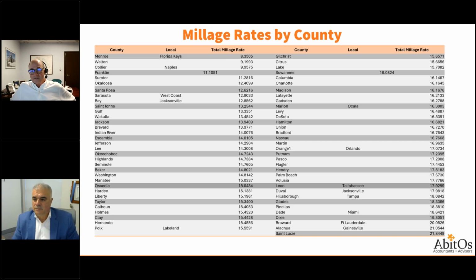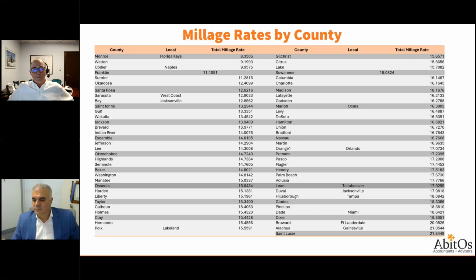Marion County is Ocala, 16.3 mills. Orange County, which is where Orlando, Disney World, all our theme parks is, 17 mills. And then there's Jacksonville, Tampa, Miami-Dade, where Ray and I and our primary businesses are located. They made it to the top 5 at 18.6 mills. If you're thinking of running a business that's real estate intensive, you may wish to stay out of Broward County or Alachua County. Their millage rates or tax rates are the highest.